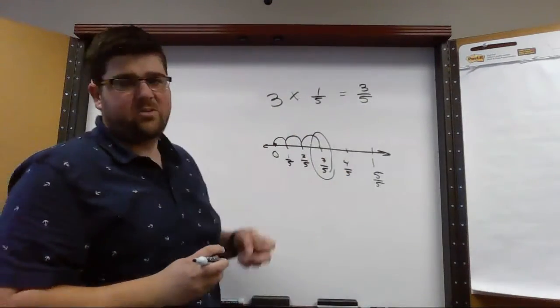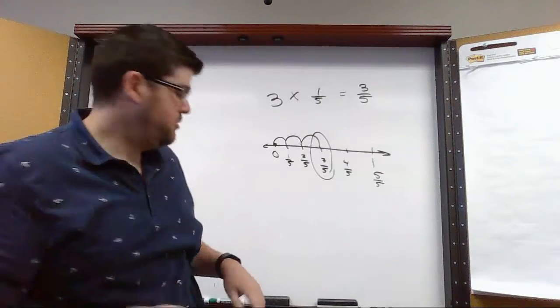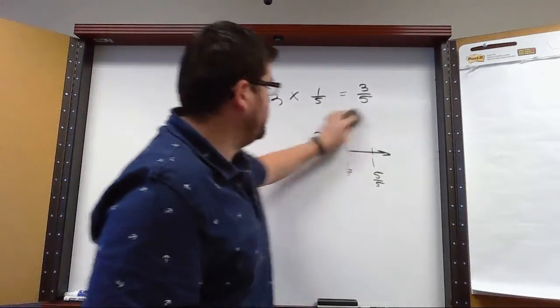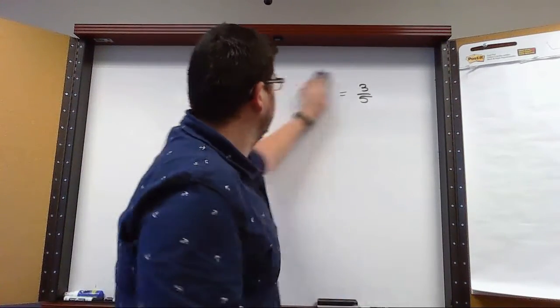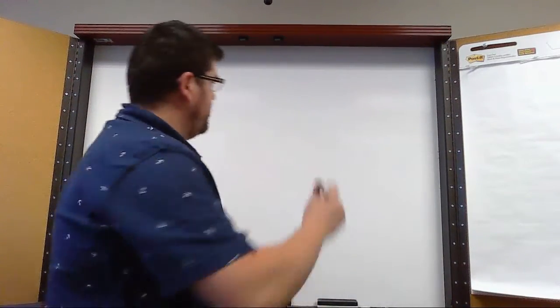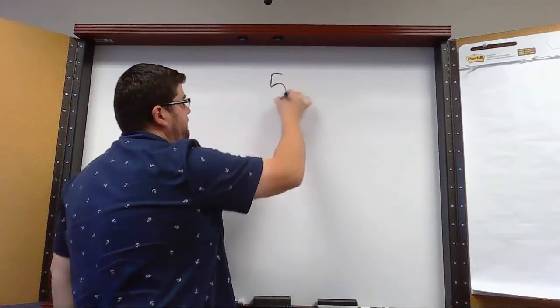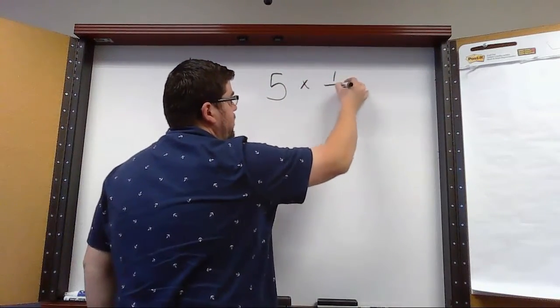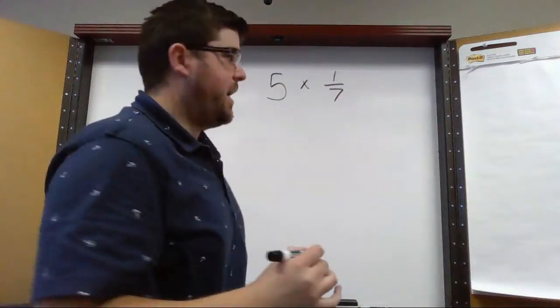Let's do one more that has 1 as the numerator, and then we'll get into a few more complex problems. So let's say we had 5 times 1/7. Yeah, you can see that.